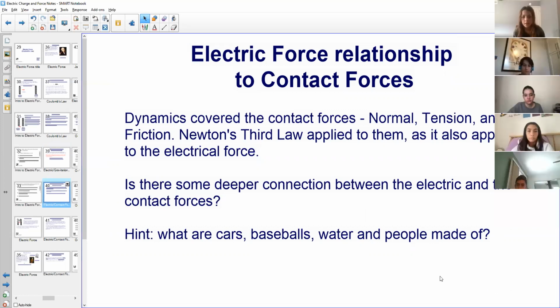Dynamics covered the contact forces: normal, tension, and friction. Newton's third law applied to them, as it also applies to electrical forces. Is there some deeper connection between the electric and the contact forces? Hint: what are cars, baseballs, water, and people made of?